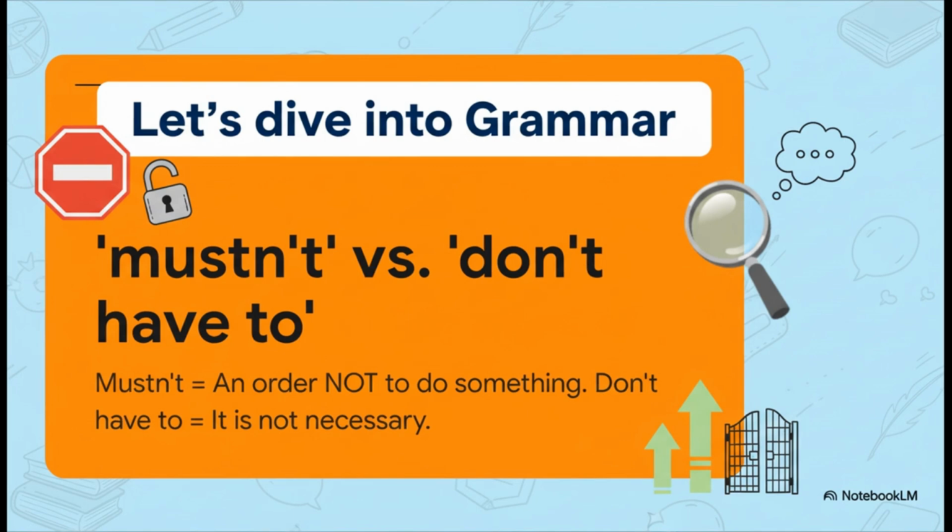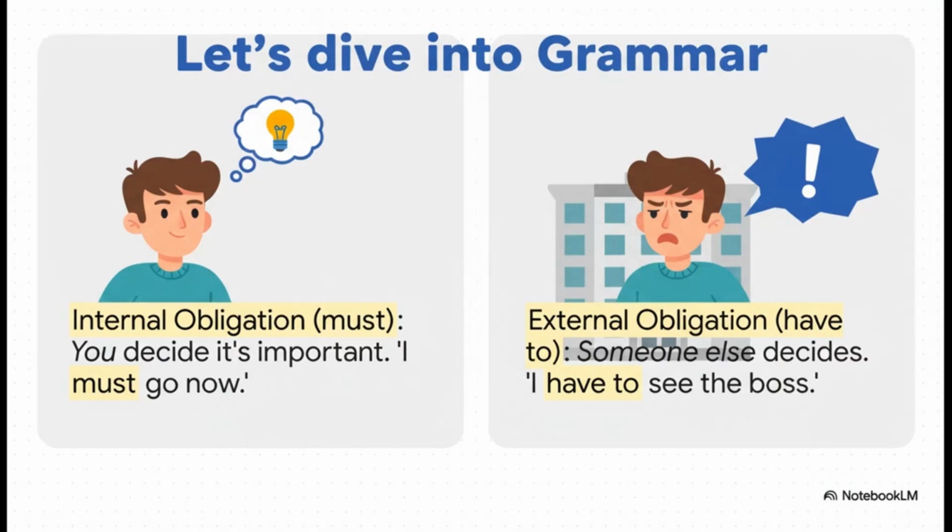They are completely different. Mustn't means something is forbidden. It's a rule. It's a big stop. But don't have to? Well, that just means something isn't necessary. You've got a choice. You can if you want to, but there's no obligation. So that's a huge difference in meaning. And while we're on the topic, there's a tiny difference between must and have to as well. Must often comes from inside you. It's an internal feeling. I must go now because I feel it's important. Have to often comes from an outside rule or person. I have to see the boss now because the boss is making me.